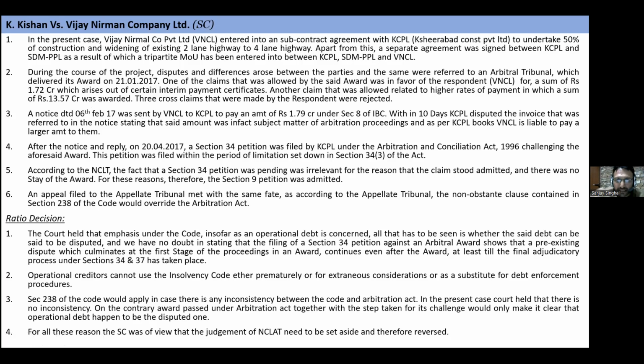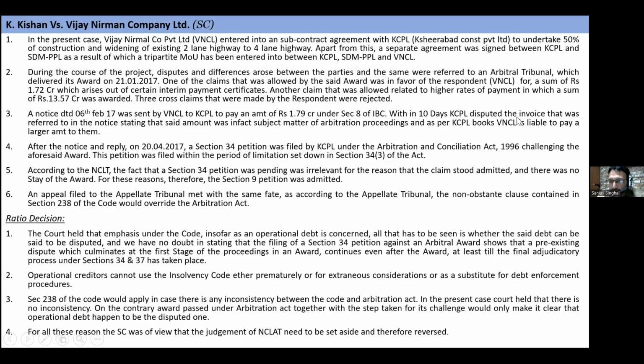After the arbitration decision, notice was sent by VNCL to KCPL to pay a sum of 1.79 crore under Section 8 of the IBC. So VNCL asked for the payment. KCPL said that there was another dispute, another decision with a higher award. So they did not pay VNCL. So VNCL sent a notice under Section 8 of IBC to KCPL.